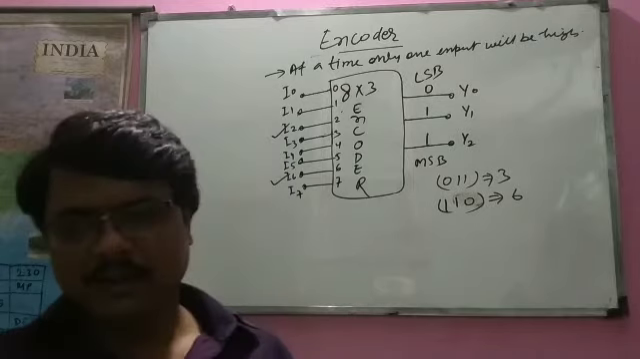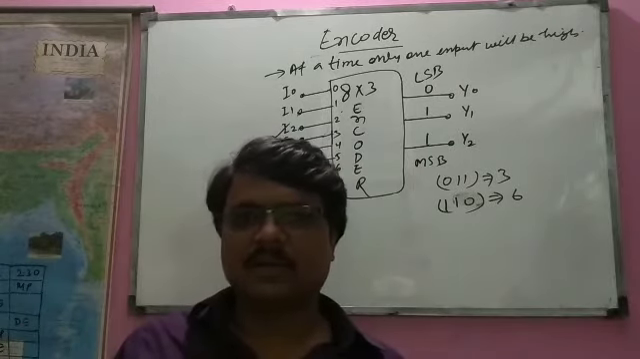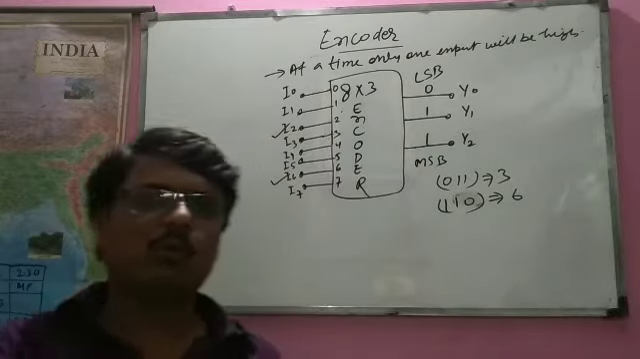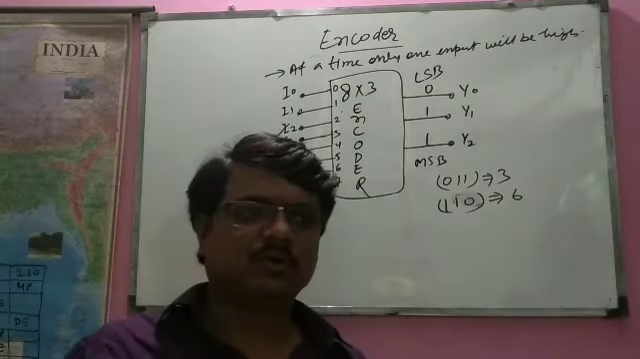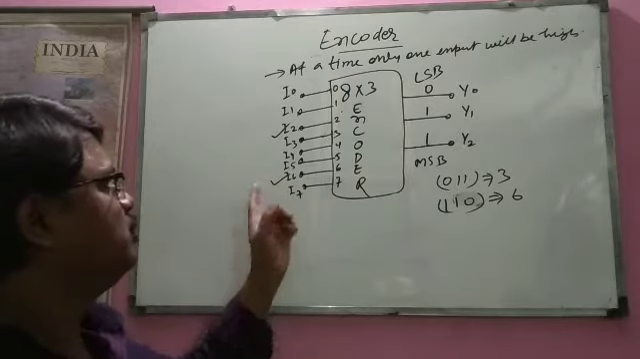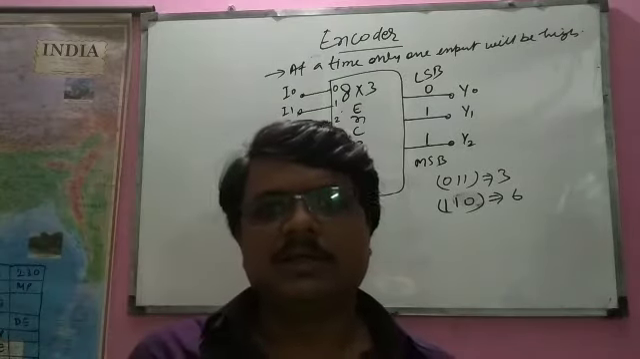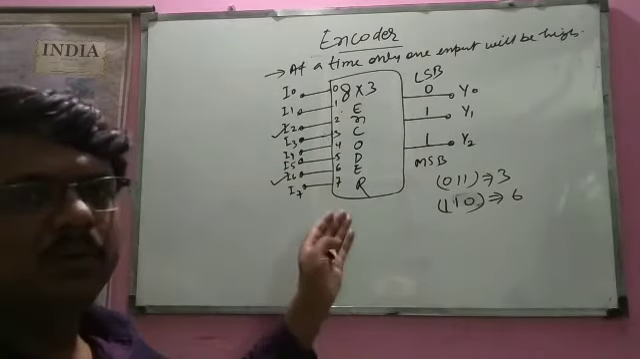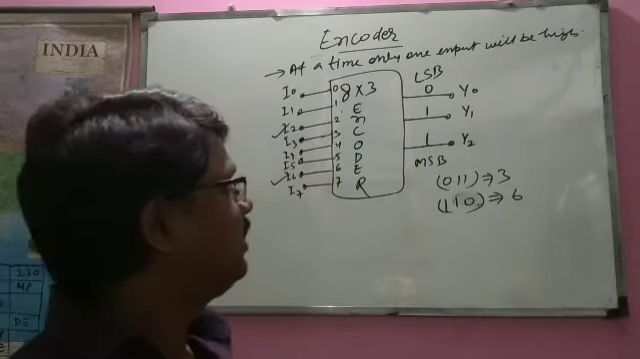So that's why I was saying that there are two types of encoders. One is the normal encoder and the other one is the priority encoder. So if any two or any three of the inputs are high, then the pin which has the highest priority will be given at the output.